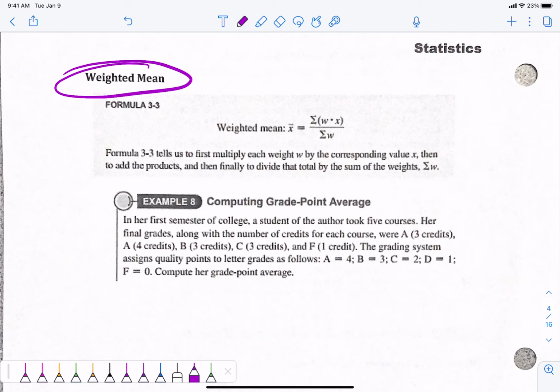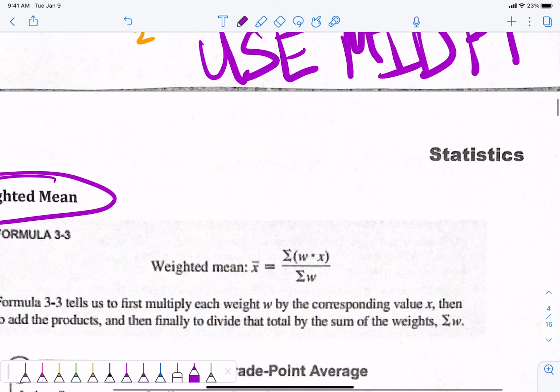Your grade in this class is weighted. Did you know that? You guys are different than any others because we don't do quizzes in here. So your homework is 25% of your grade. Write this down at the top of the paper. Your homework is 25% of your grade.